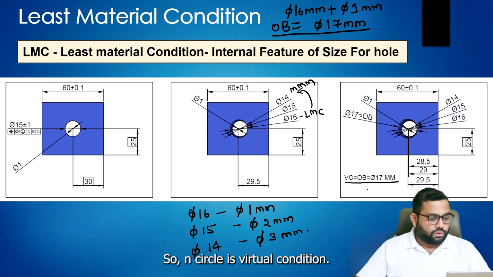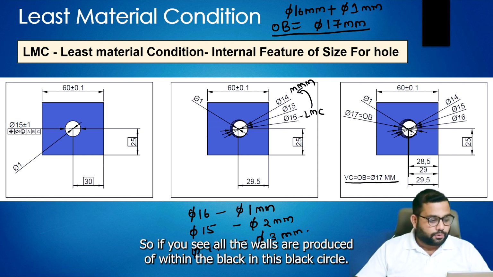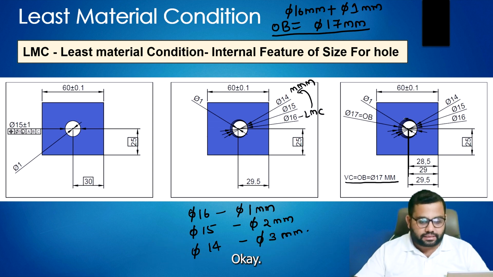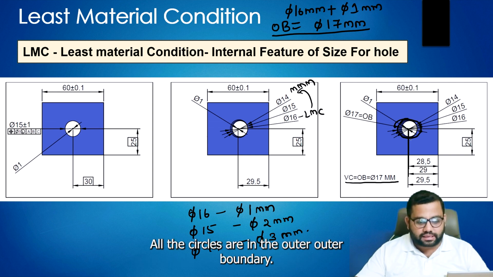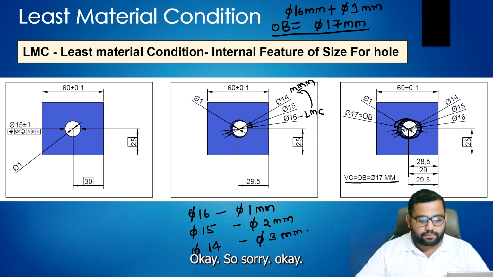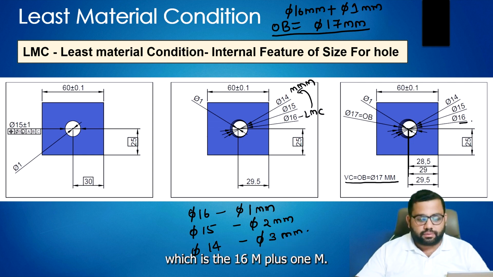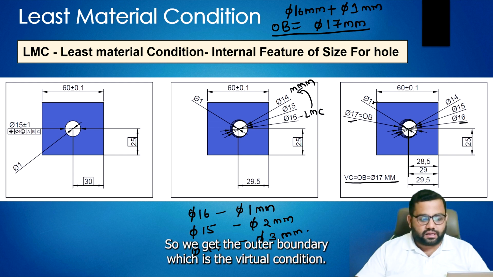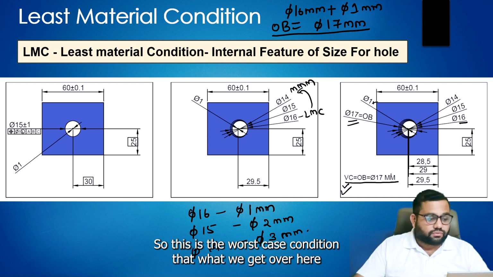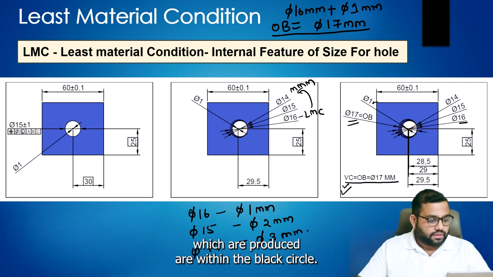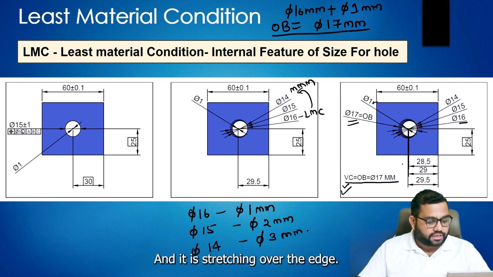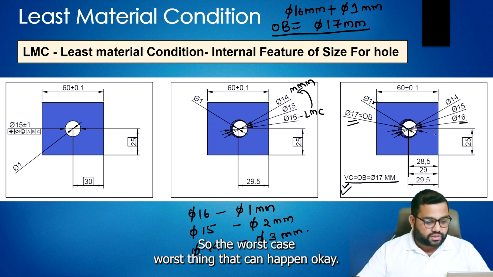So here the circle is the virtual condition. If you see, all the holes are within this black circle. You can see this outer boundary, and all these three sizes are within the outer boundary, which is 16 mm plus 1 mm. So we get the outer boundary, which is the virtual condition. This is the worst case condition: the holes produced are within the black circle and touching the edge. That is the worst thing that can happen.